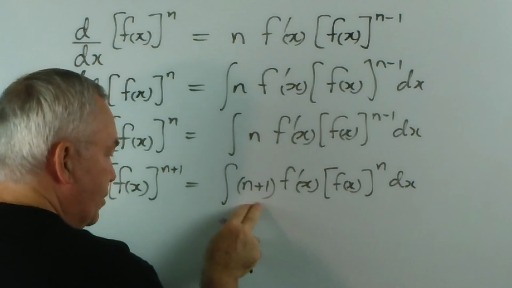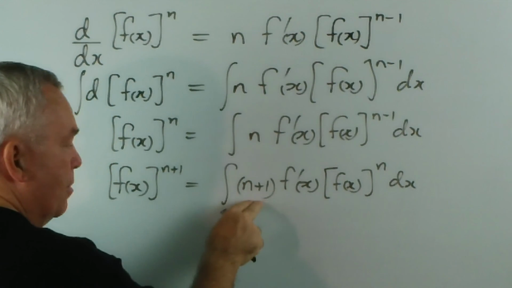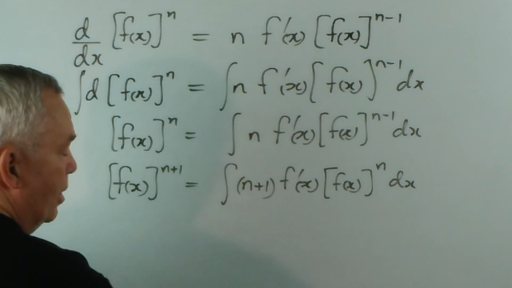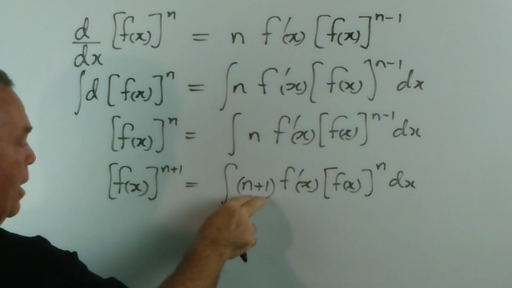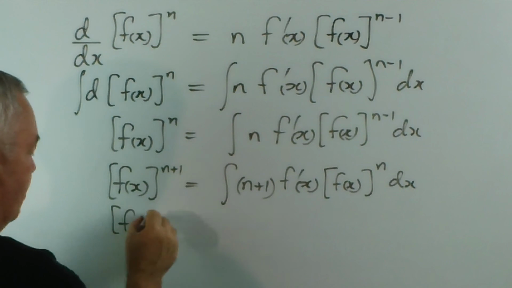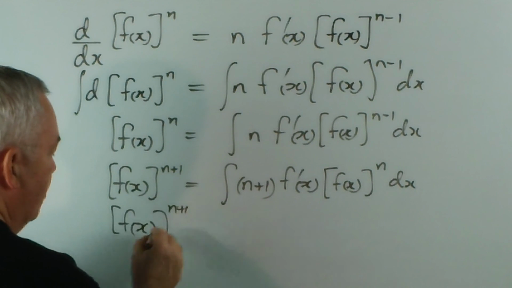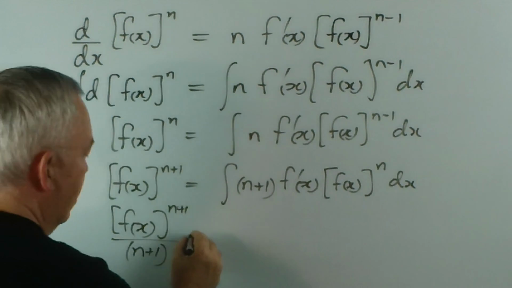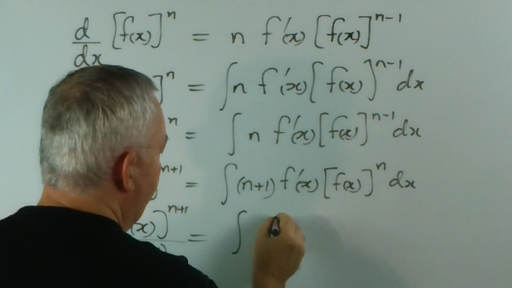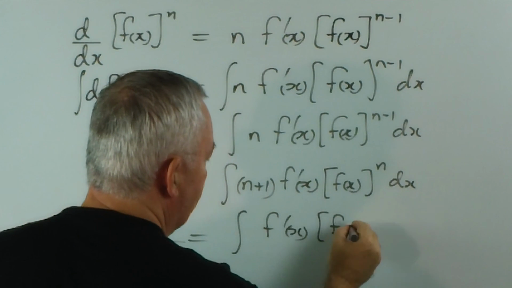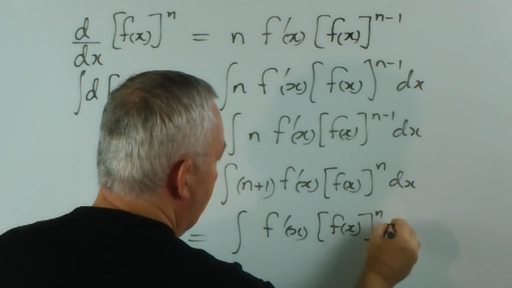And because we can move constants, n plus 1 is a constant, because we can move constants inside and outside integral signs, we can actually divide both sides of the equation by this, and we get fx to the n plus 1 over n plus 1, I'll put it in parentheses, equals the integral f dash x fx the n dx.